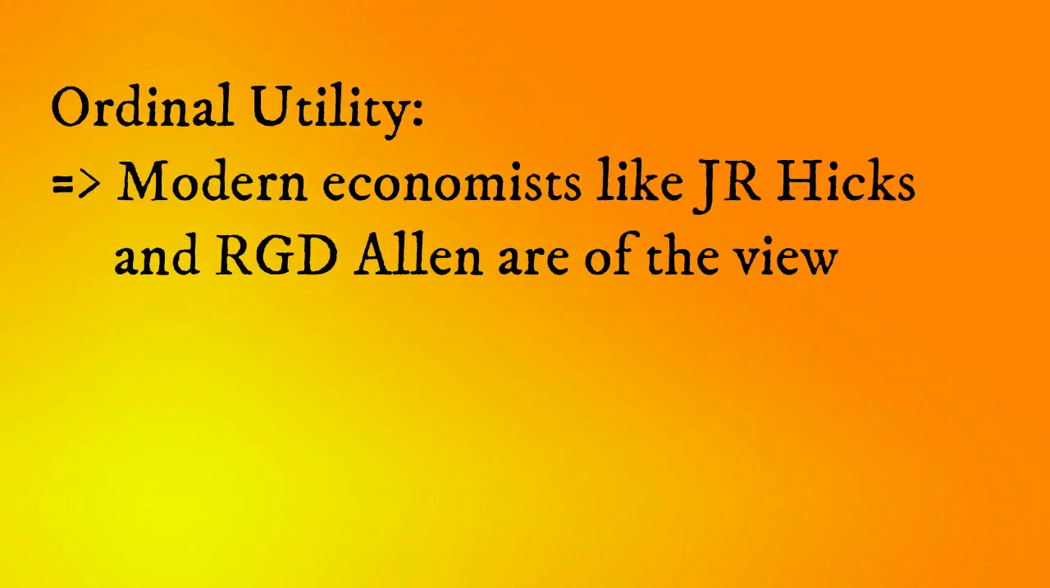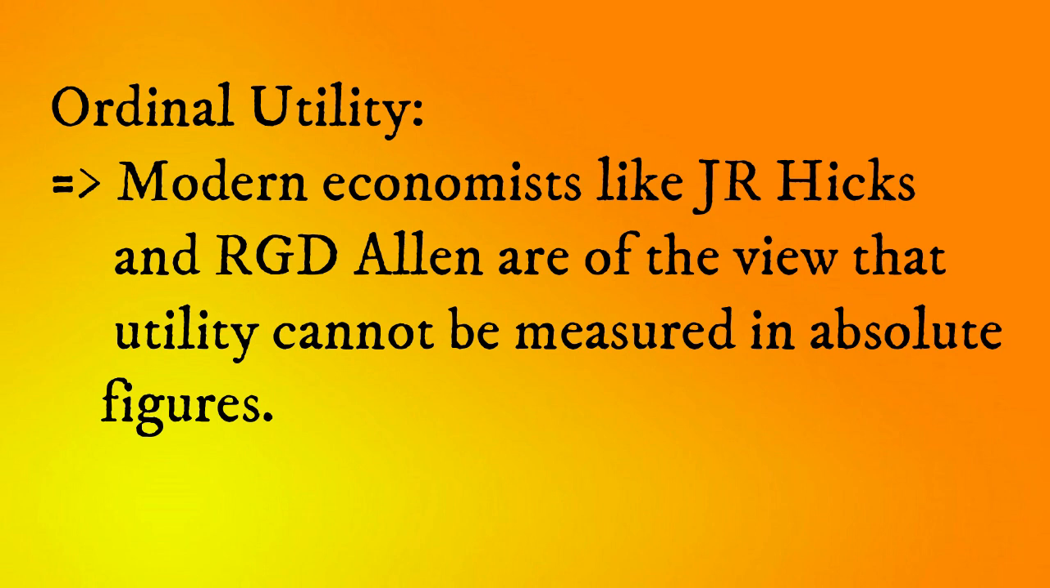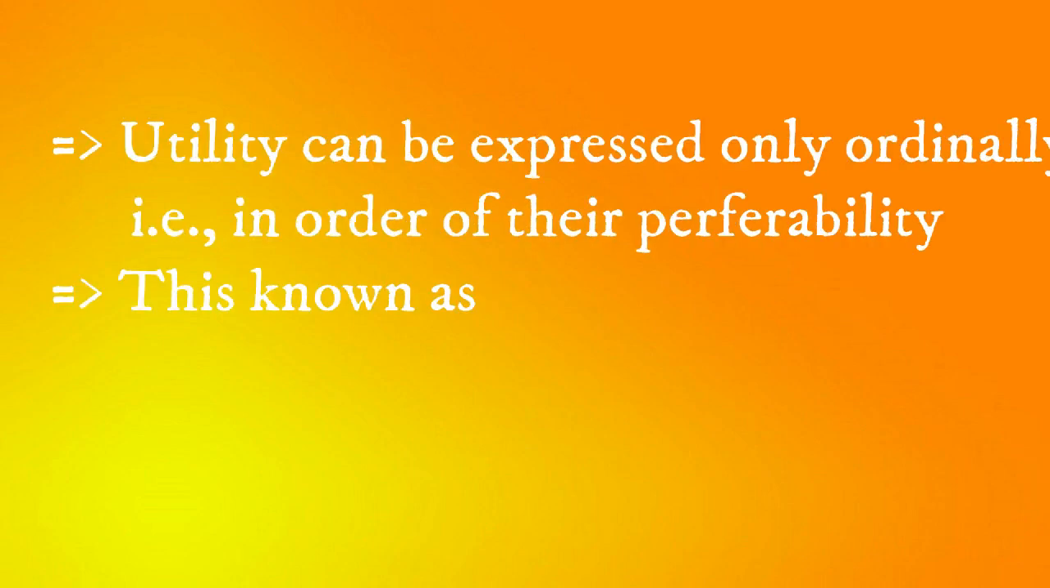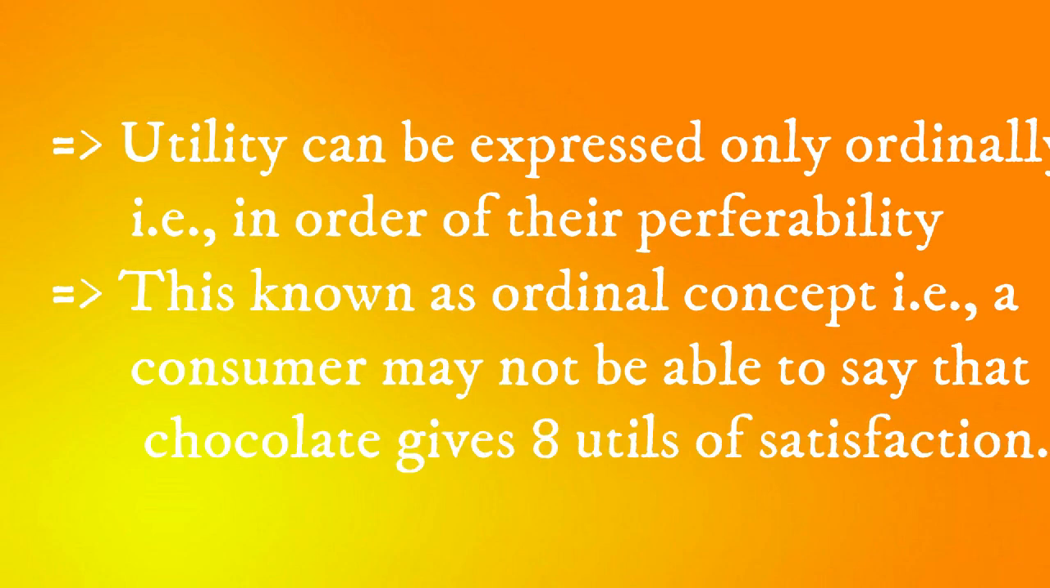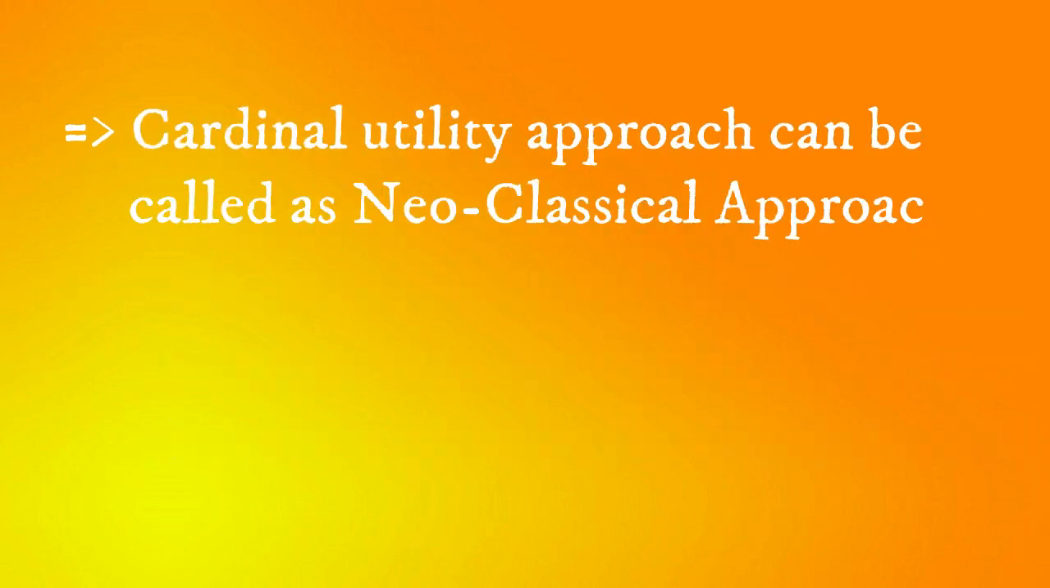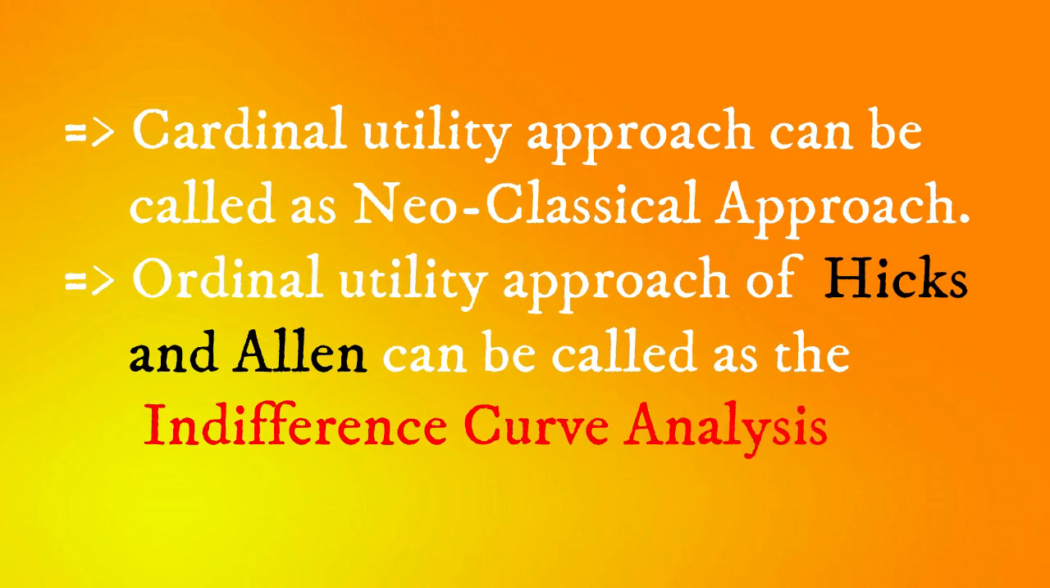Ordinal utility. Modern economists like John Hicks and R.G.D. Allen are of the view that utility cannot be measured in absolute figures. Utility can be expressed only ordinally, that is, in order of preferability. This is known as the ordinal concept, that is, a consumer may not be able to say that chocolate gives 8 utils of satisfaction. The cardinal utility approach can be called the neoclassical approach, and the ordinal utility approach of Hicks and Allen can be called the indifference curve analysis.